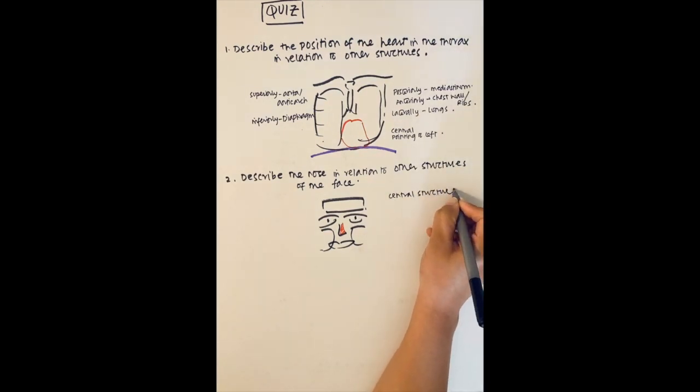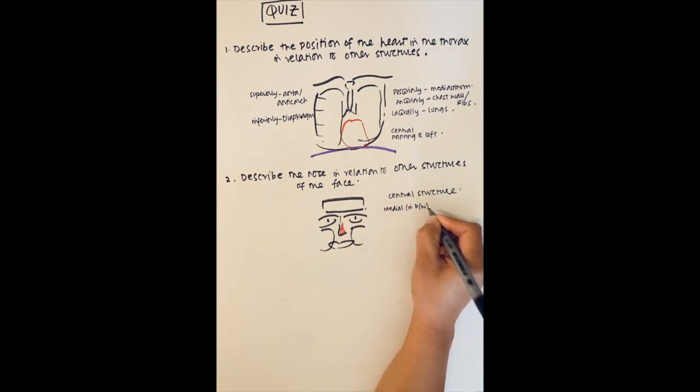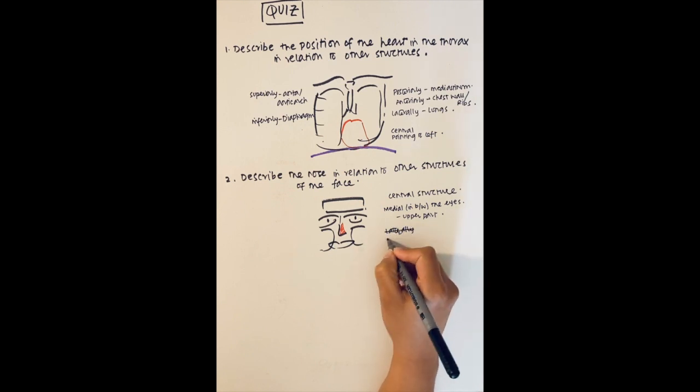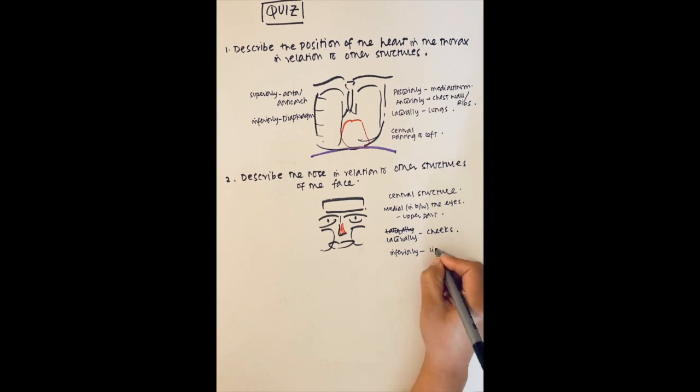The nose is another central structure. It lies in the midline and medial to the inner corners of the eye. On its lateral sides, it has the cheeks. Inferiorly, we have the lips, and superiorly, the forehead is present.